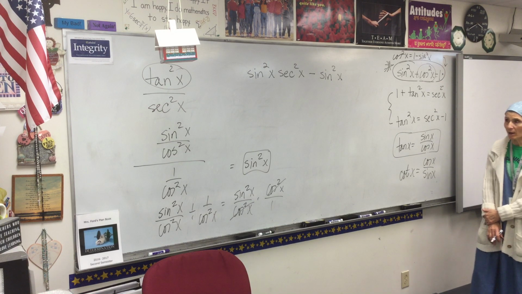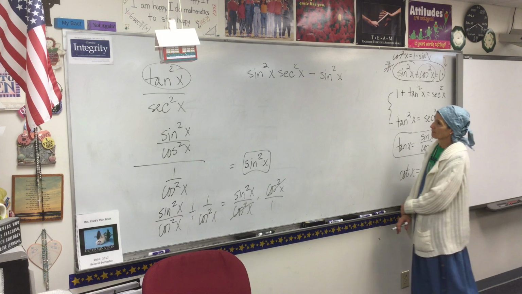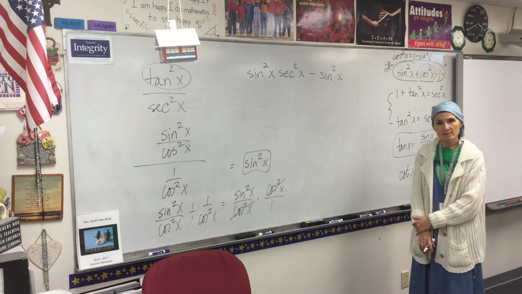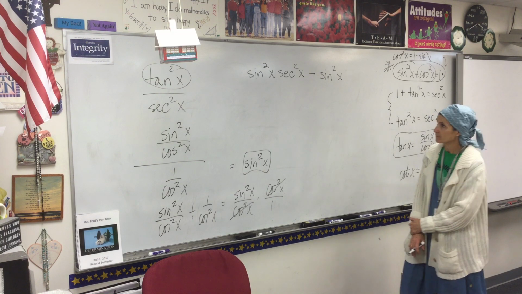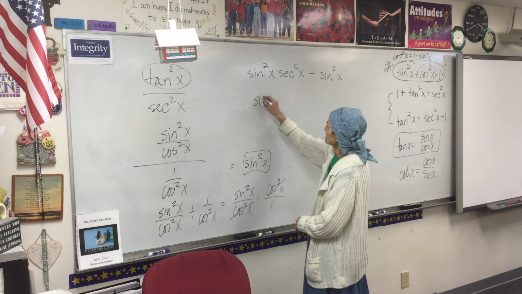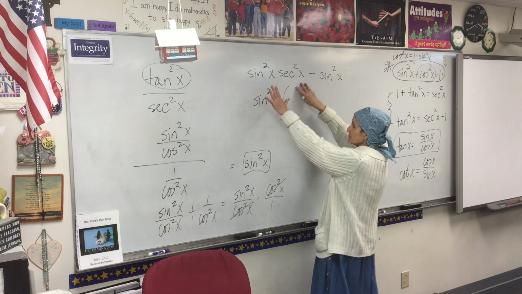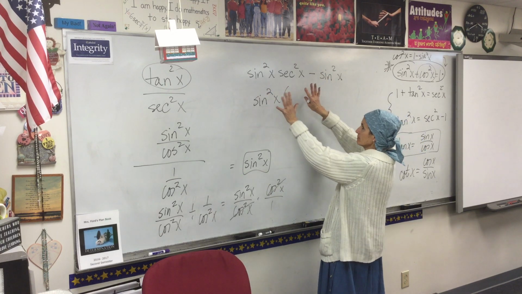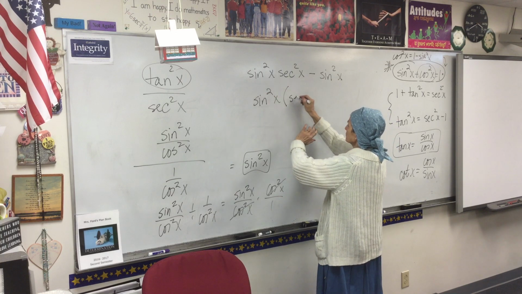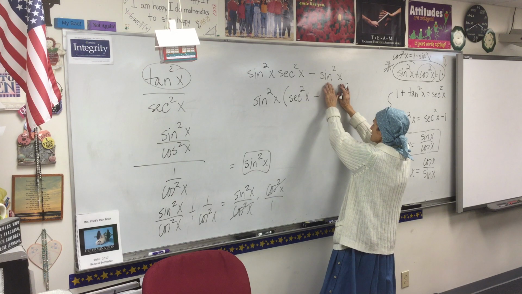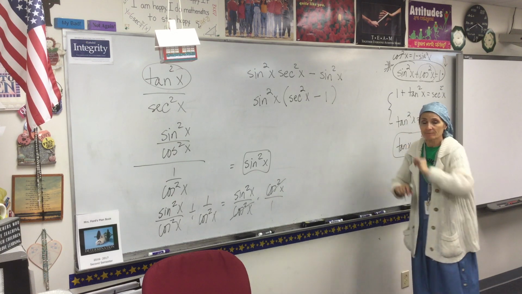Now, when you look at that problem, do you notice that there's a GCF? Did you notice you can take out a sine squared? So here's what happens. Regular factoring. You take out a sine squared, you'll be left with secant squared here, minus, if you take out the sine squared, just a 1.